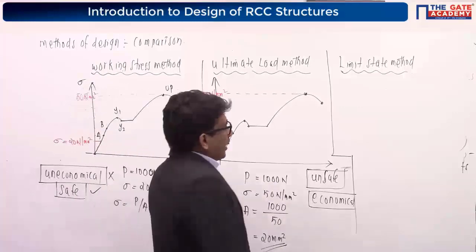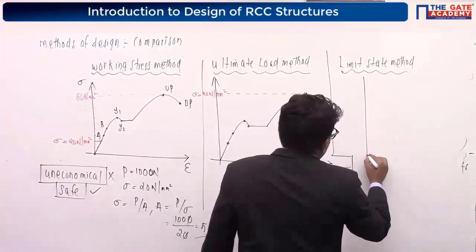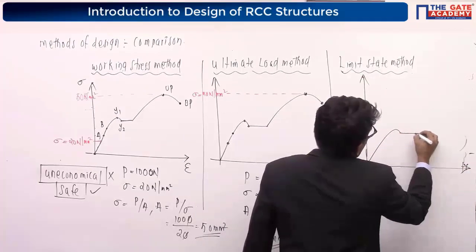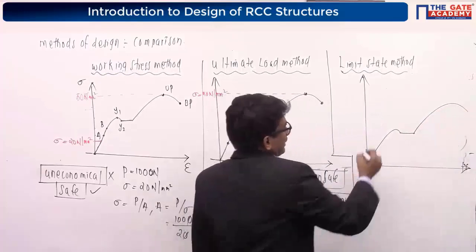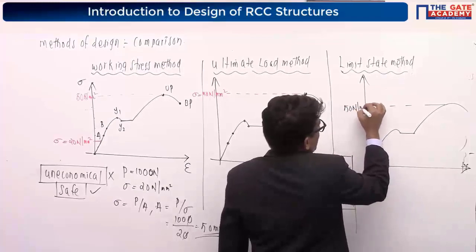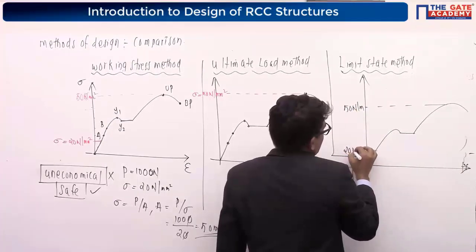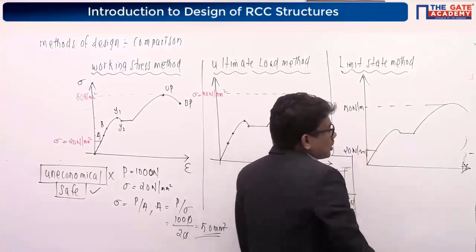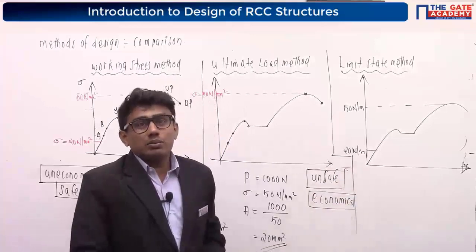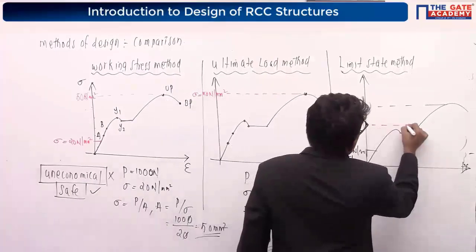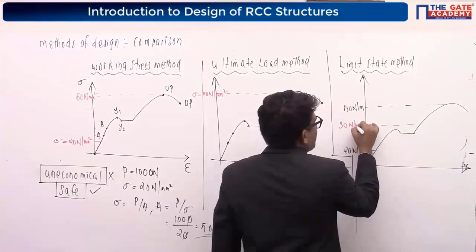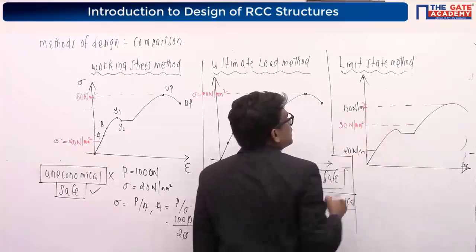Here, if I consider the same material, that is our mild steel bar, and if I consider the stress strain curve like this, suppose the maximum stress is 50 Newton per mm square, and the stress value considered there is 20 Newton per mm square. In the limit state method of design, I am not going to choose 20 Newton per mm square, and I am not going to choose 50 Newton per mm square. I will consider a stress value in between these two values. Suppose it is around 30 Newton per mm square.